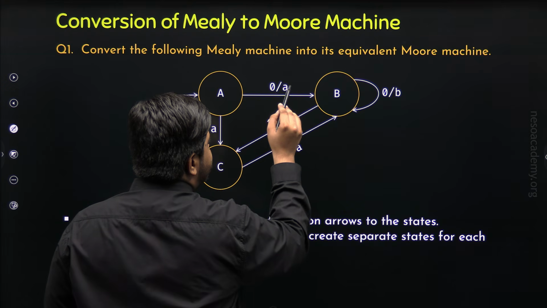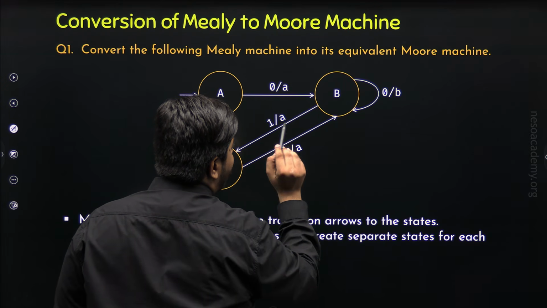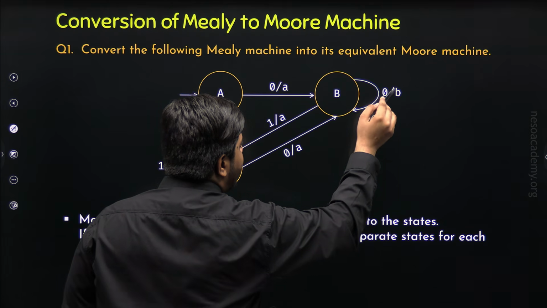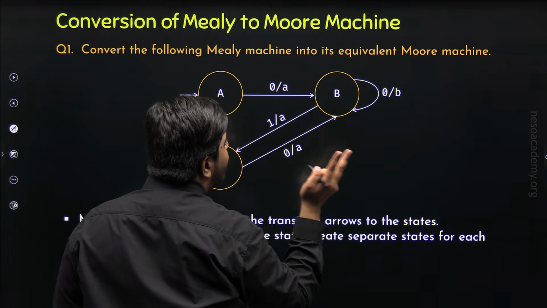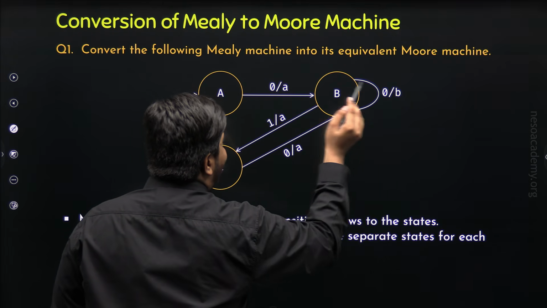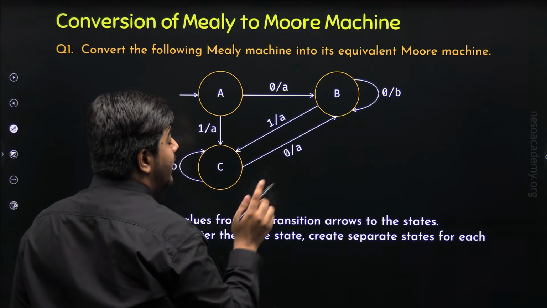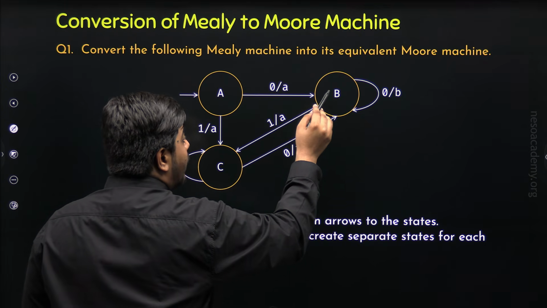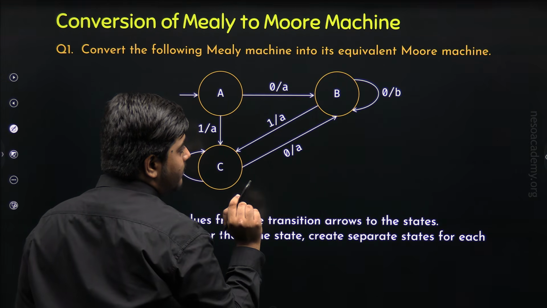Suppose if I shift this A into this particular state, that is B. Also, if I shift B into this state, that is B. So this state will be having two output symbols, A as well as B. And that is not allowed in case of Moore machine. In case of Moore machine, one single state will be associated with only one single output symbol.